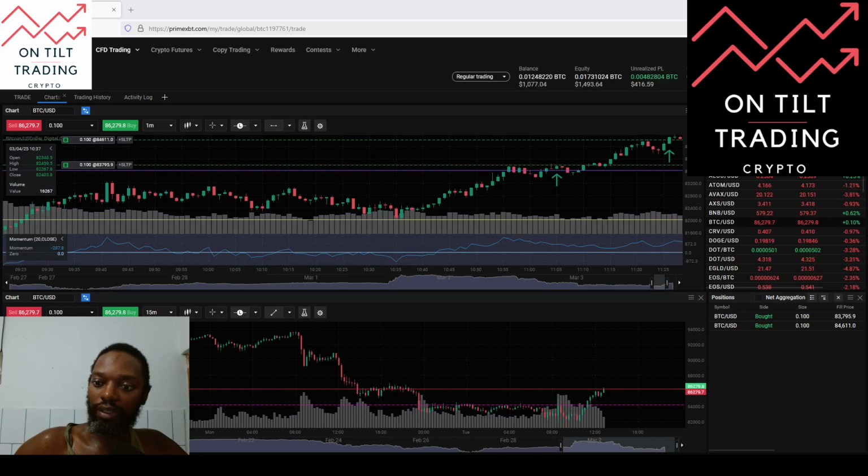Here's where things get interesting. This level right here, you can see where sellers took control. They were able to hold this level right here, and then they were able to move the price higher.